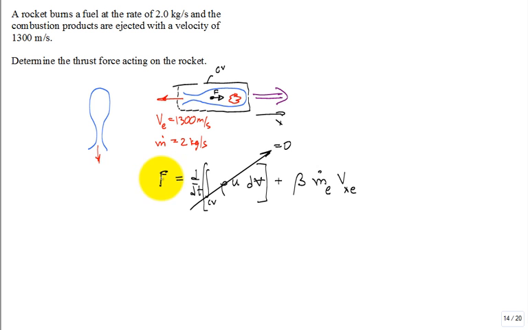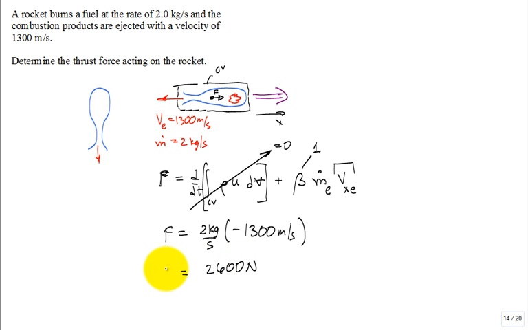And so this force is equal to just, and this beta is 1, the mass flow rate at which it exits, right? Times, what about this velocity? Is it a positive or a negative quantity? It'll be negative 1,300 meters per second. I should have put in this mass flow rate is 2 kilograms per second. True? So we find that it's 2,600 newtons.